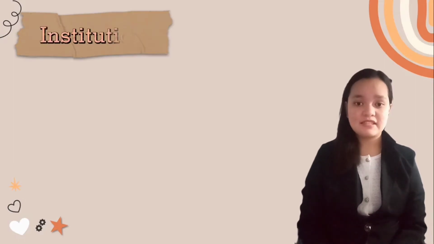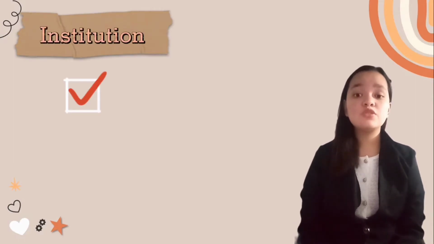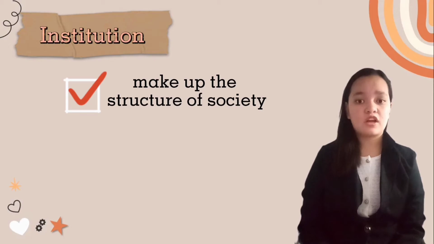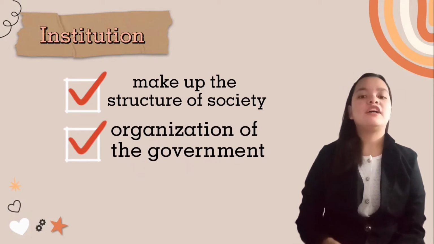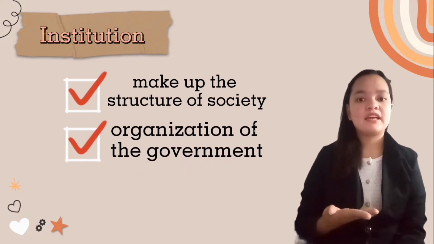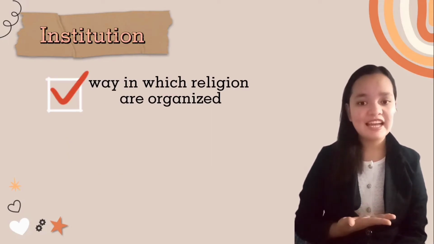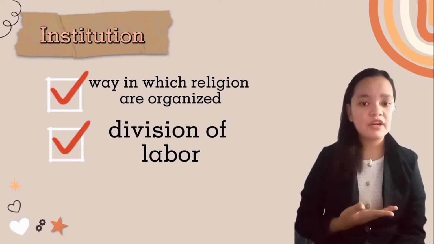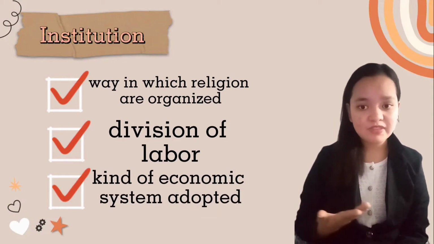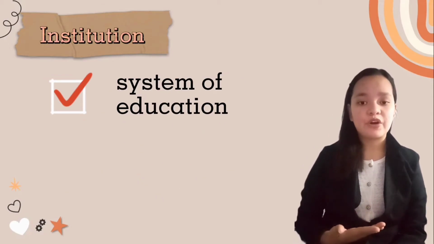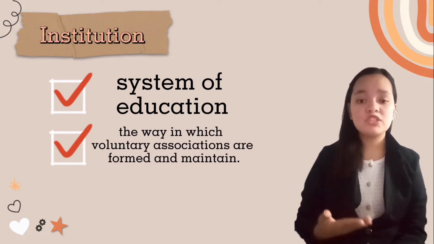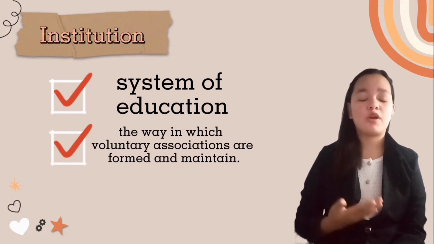Number two is the institution. The institutions of the culture make up the structure of society, the organization of the government, the nature of the family, the way in which religions are organized, the division of labor, the kind of economic system adopted, the system of education, and lastly, the way in which voluntary associations are formed and maintained.